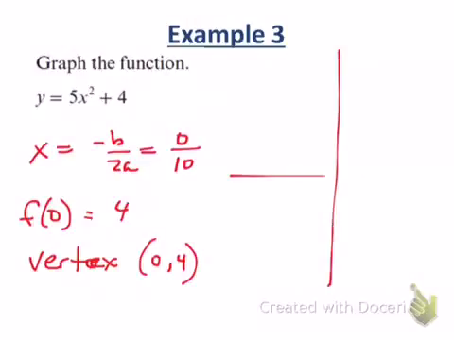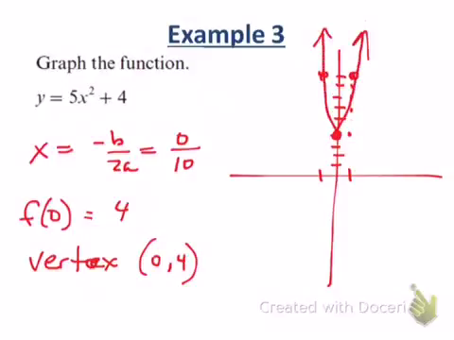I'm going to use my scaling real quick. 0, 4 is my vertex point. If I go over 1, I'll go up 5. So from this point, I would go over 1 and up 5, right there. Both sides because of the symmetry. So this one's really, really skinny. It opens up like that. Does it have any zeros? No zeros. Imaginary zeros only. No real zeros.